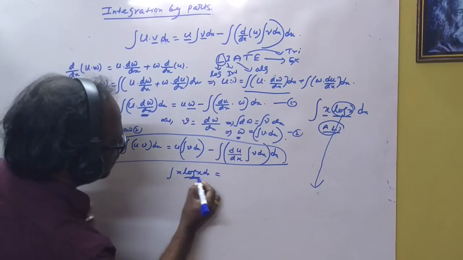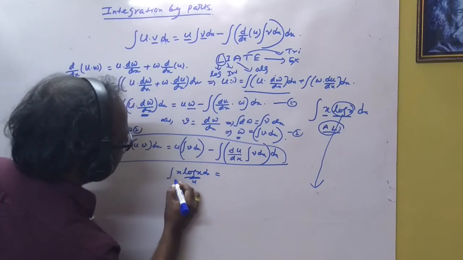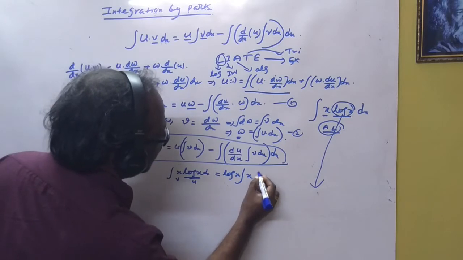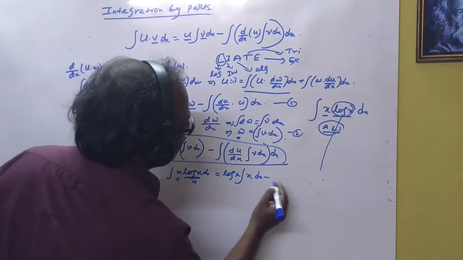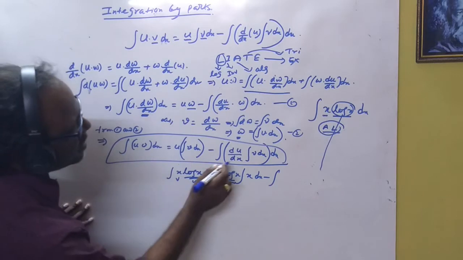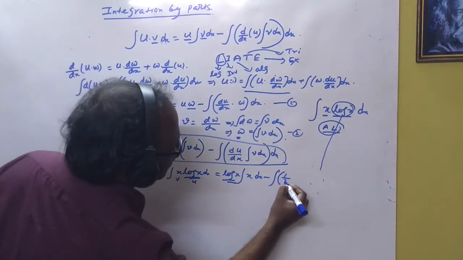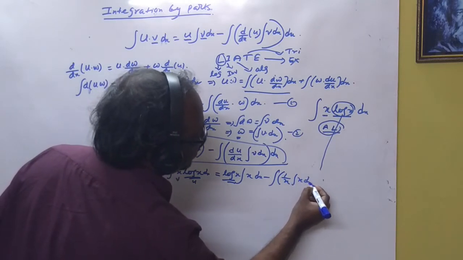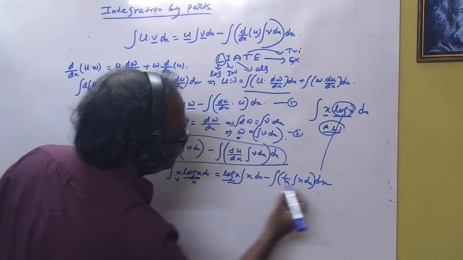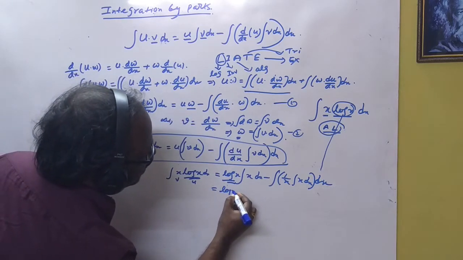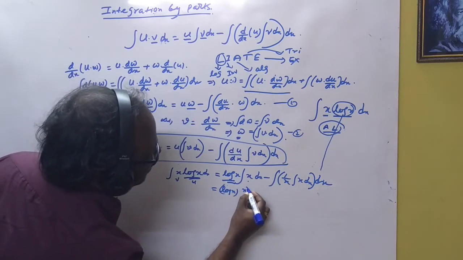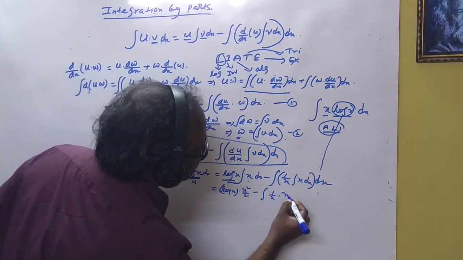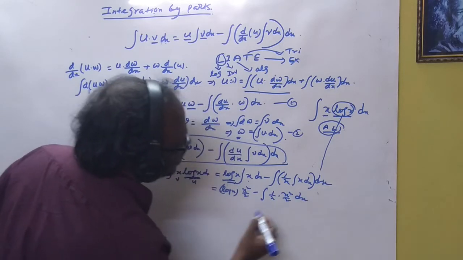So this is u, this is u, and this is v. So integral of log x, dx, minus the differentiation of log x, that is 1 by x, and again integral x dx, bracket close, and this is dx. So log x is unchanged here, and the integration of x is x square by 2, and this is 1 by x, and the integration of x is x square by 2. So this is dx here, okay.